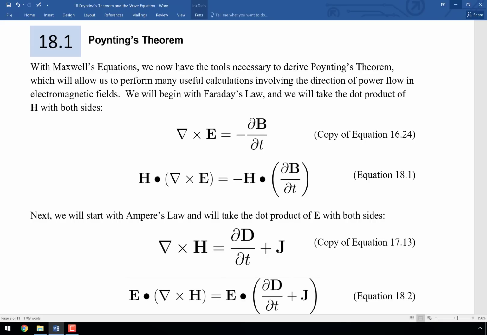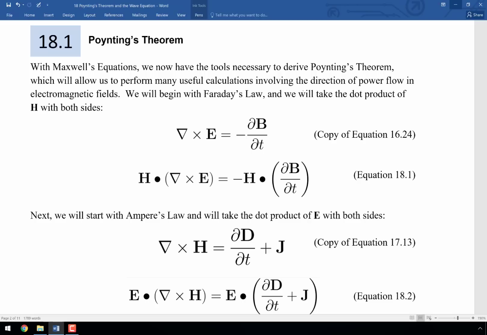So Poynting's theorem is going to give us an opportunity to calculate the direction in which energy is flowing, or the direction of power flow, which it turns out is very hard if we didn't have Poynting's theorem. If we just had a function for E, even with a vector, and a function for H, even with a vector, it's not apparent from that which direction power is going to be flowing.